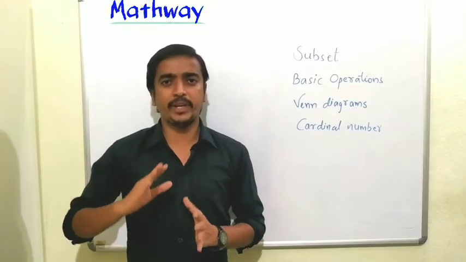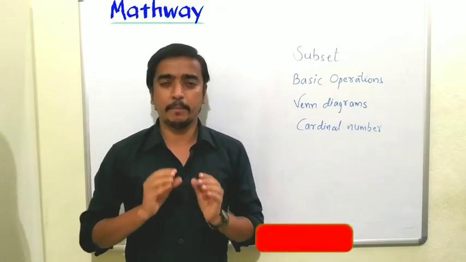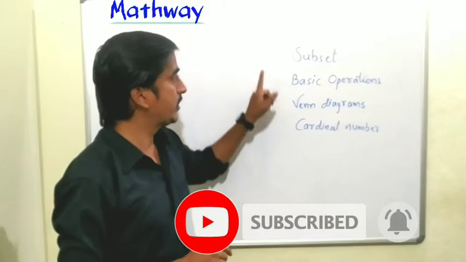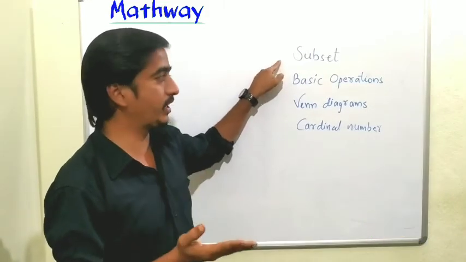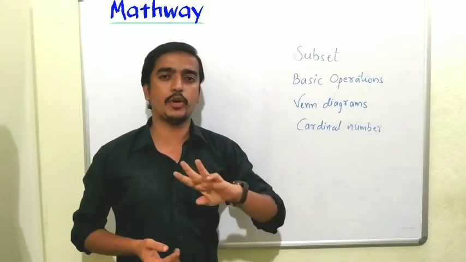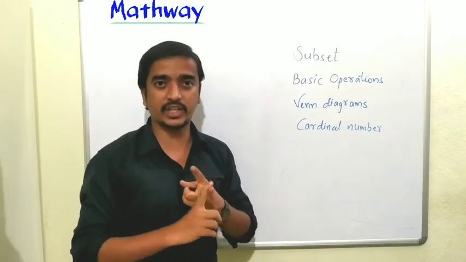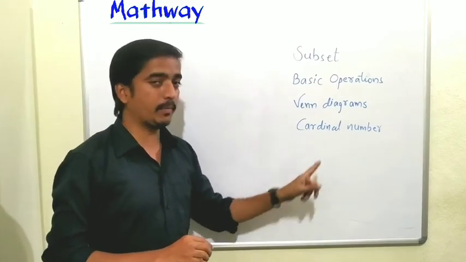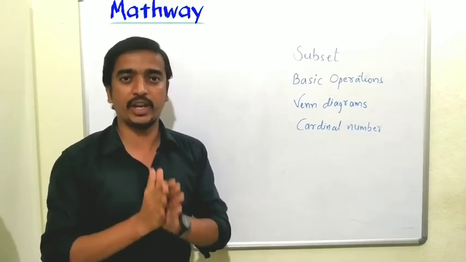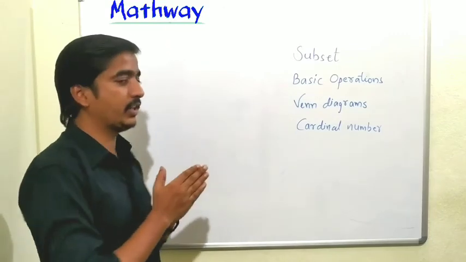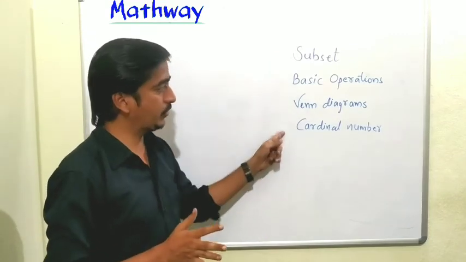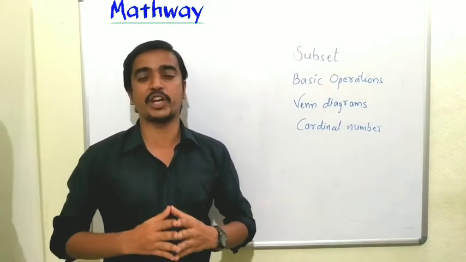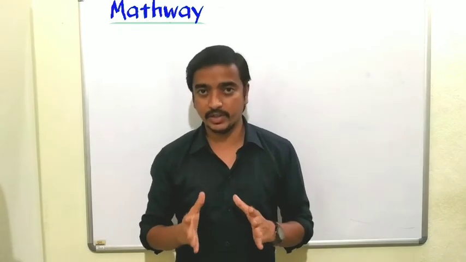By observing the previous year questions, we can expect that the questions from the sets chapter mainly come from these topics: subsets, finding the subsets and number of subsets, the 3 basic operations for sets, union, intersection and difference, Venn diagrams, and cardinal number and the relation between the cardinal numbers, n of A, n of B, n of A union B, n of A intersection B. So be perfect in these 4 topics, then you will compulsorily do whatever question comes from the sets chapter. So that's all about the sets chapter for the Polycet.